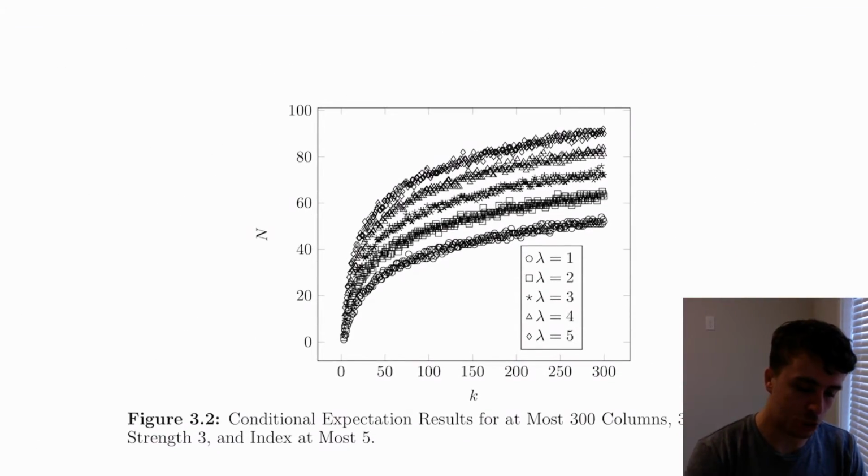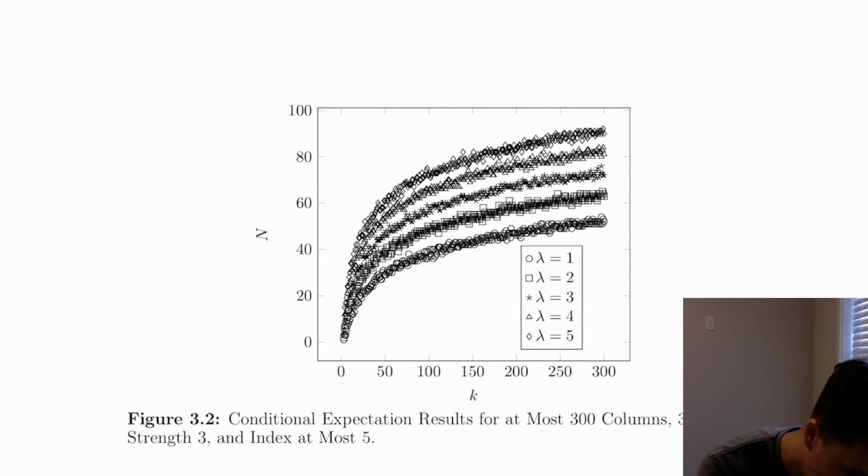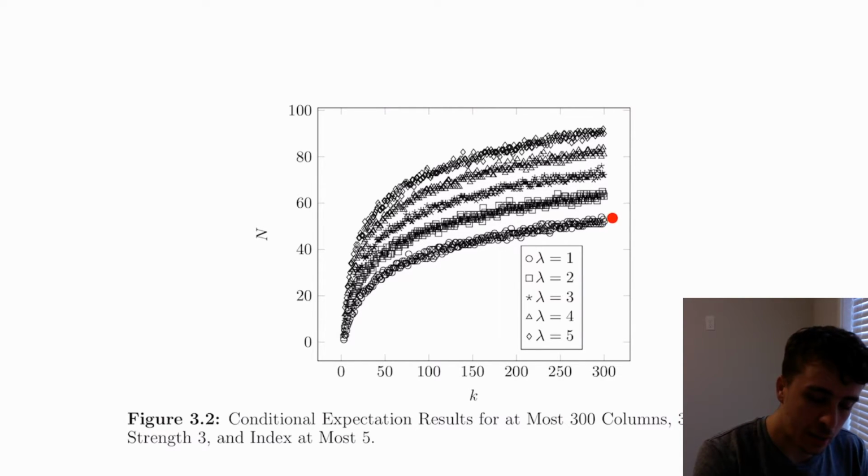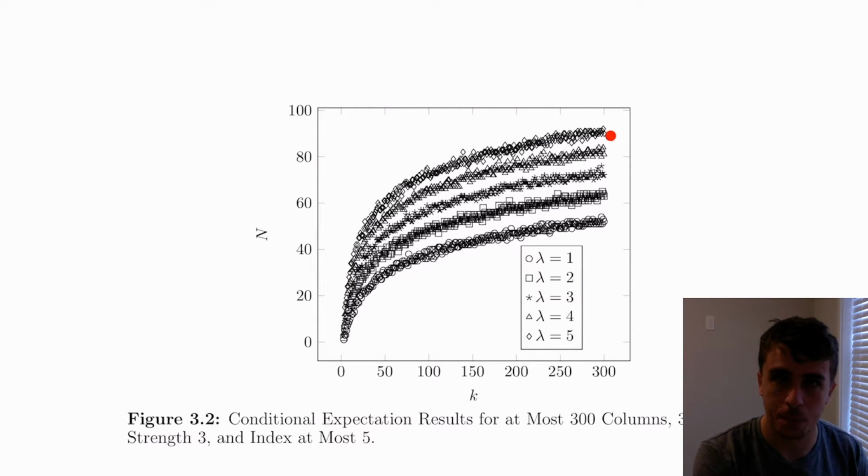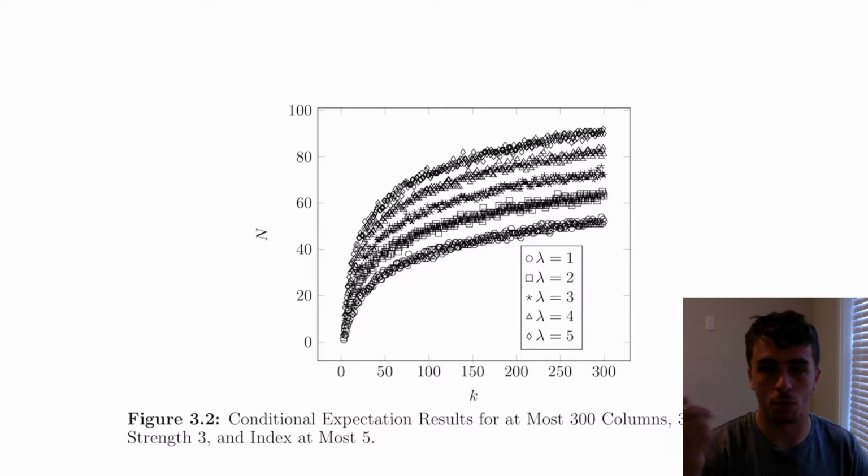So I do some computational results, and we can see the logarithmic nature of these. Lambda equal 1 is down here, then 2, 3, 4, and 5, which is what you would expect. So you can notice that this one ends at like, I can't see, maybe 45? I'm not sure. The naive approach would be to have the lambda equal 5 one be 225, but you can see here it's like 90. So that's significantly better than the naive approach, because we have a lot of columns.